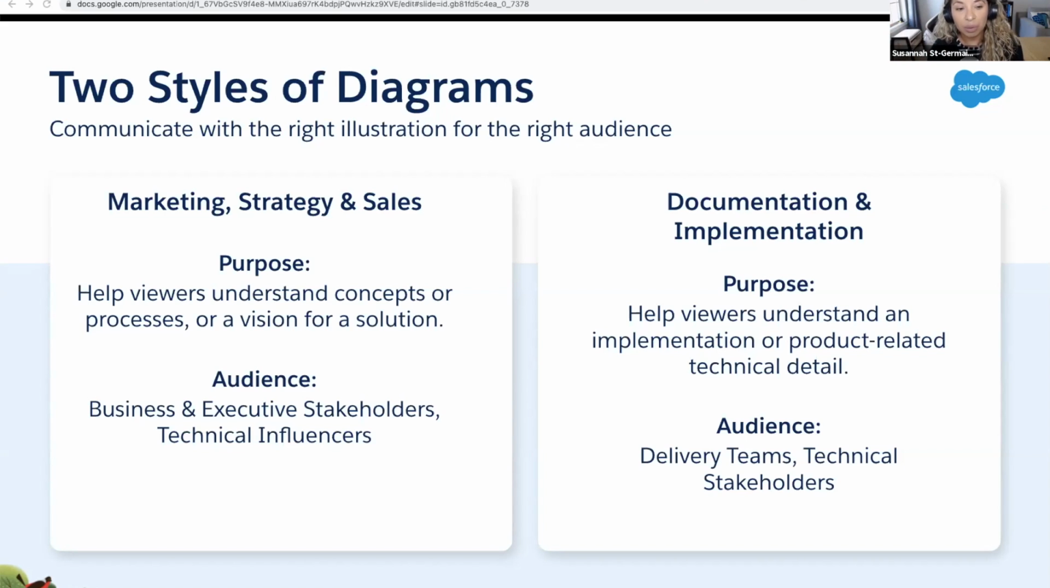Whereas at the end of the project or in the middle of the project, when you're building, when you're working with technical audiences, you're really going to be using these documentation and implementation diagrams. And we'll take a look at some quick examples of each of them so you understand the main differences. But these are two different styles. Again, these are building blocks of building great diagrams, so part of the framework.